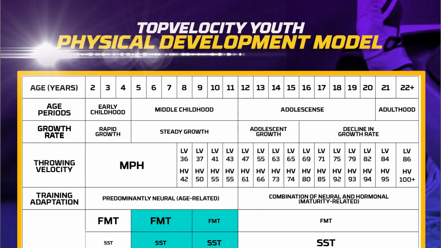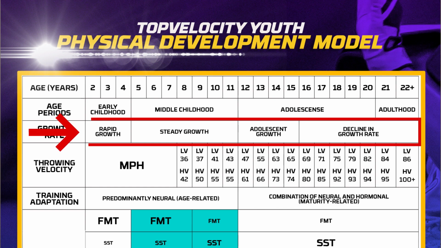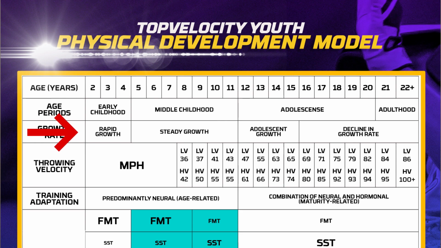The next one is growth rate. So rapid growth is from 2 to 4 years old. Then we move into steady growth, 5 to 11.